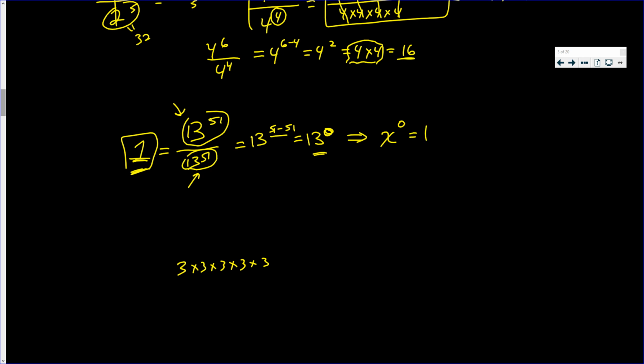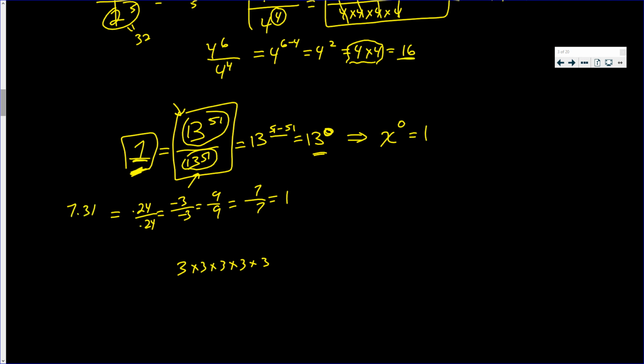Now, there's only one time when you divide the same numbers and you don't get 1. 7 over 7 is 1. 9 over 9 is 1. Negative 3 over negative 3 is 1. 0.24 divided by 0.24 is 1. You divide the same numbers, 7.31 divided by 7.31, you get 1. But you know what? 0 divided by 0 is not 1.